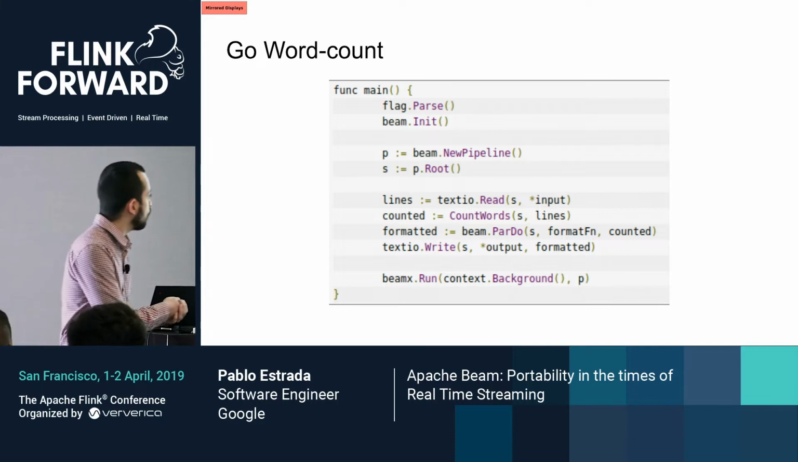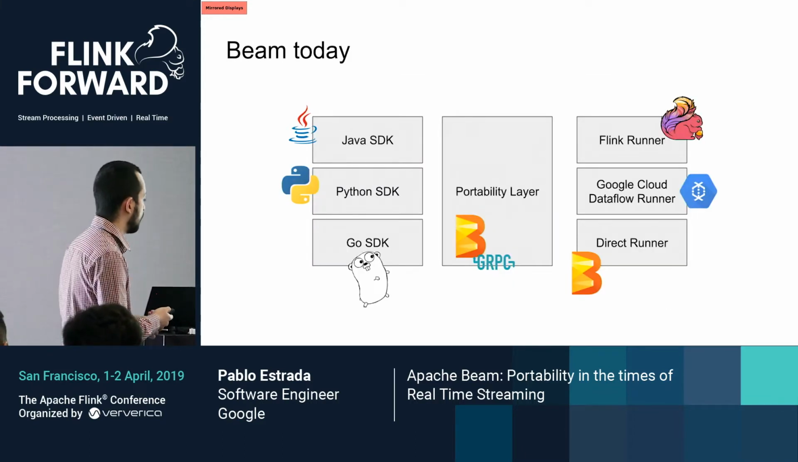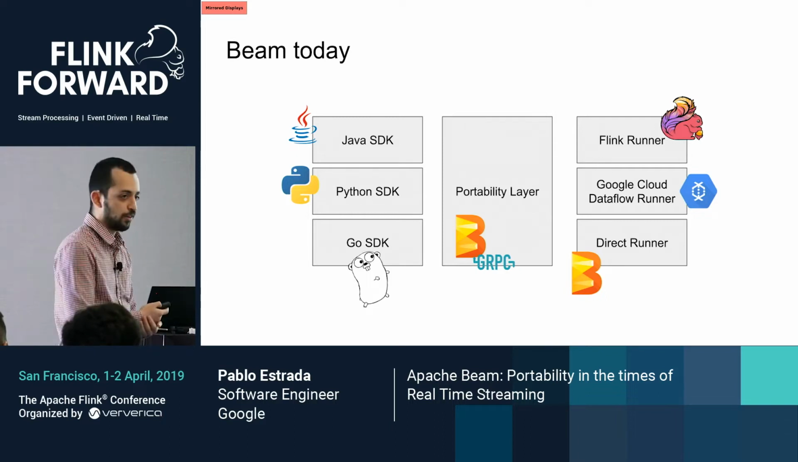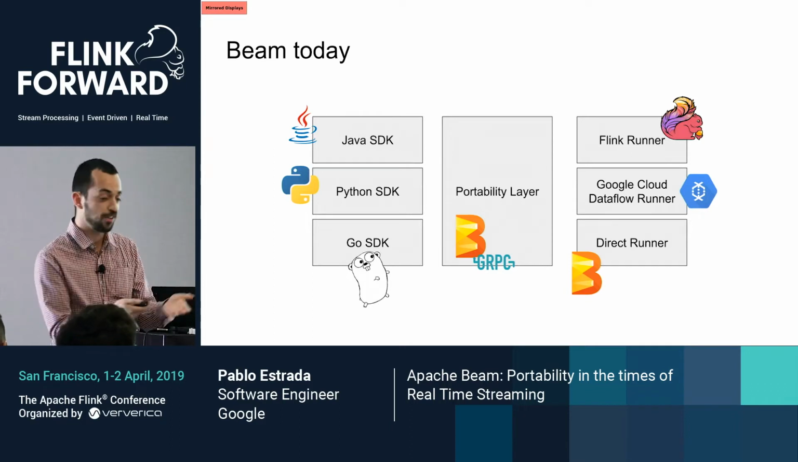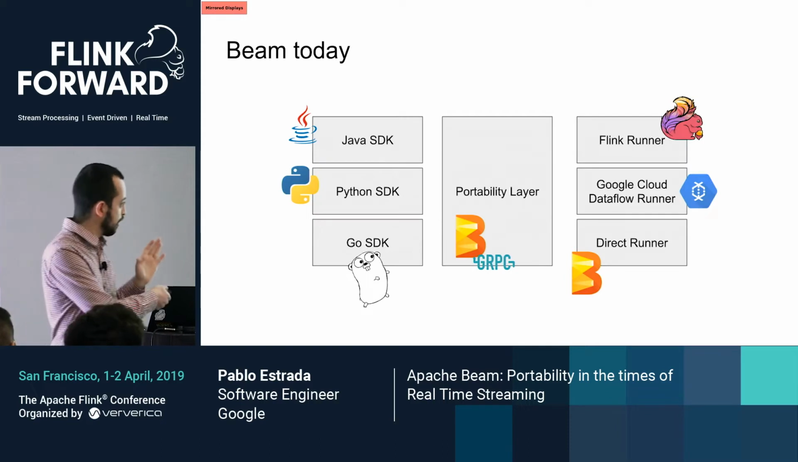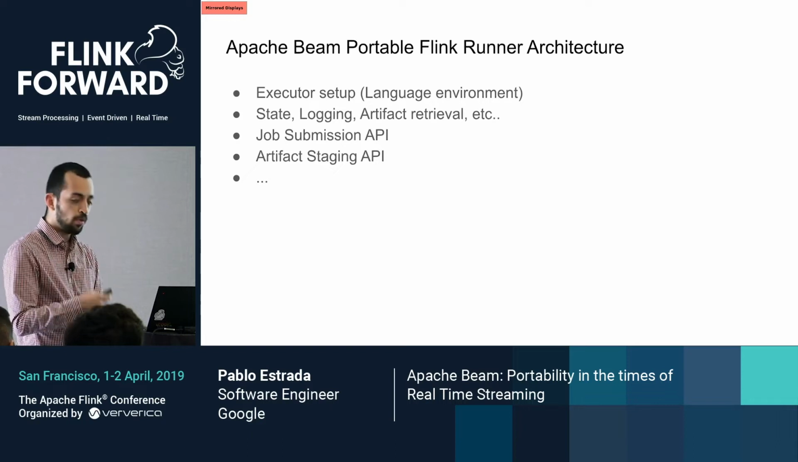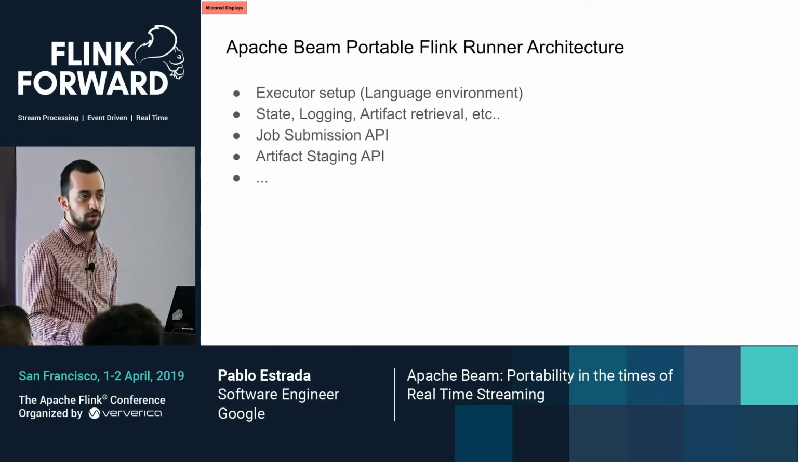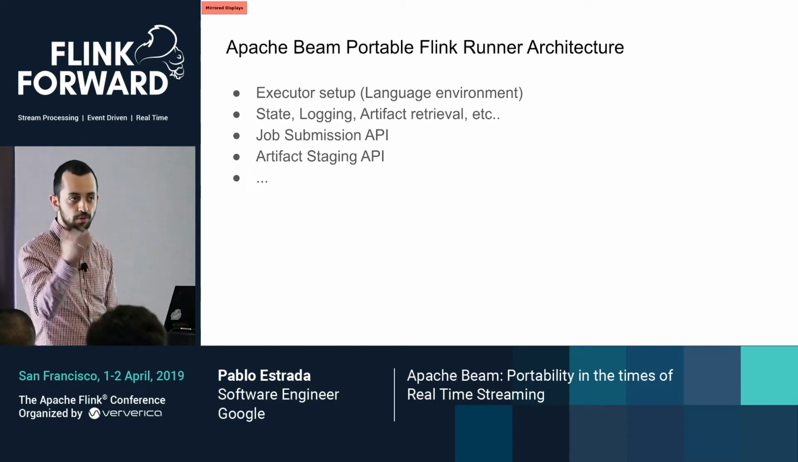So this all looks very nice, but on the portable runner for Beam on Flink, there are some rough edges. When we say this nice portability layer API, it involves a lot of things. There's one thing, executor setup, right? When you have your workers, you need to tell them how to set up. In Beam we do it with Docker containers, but how to set up any runtime for Python or for Go.